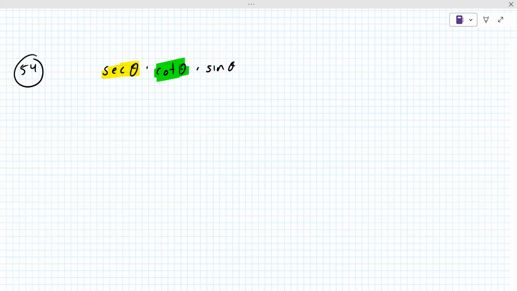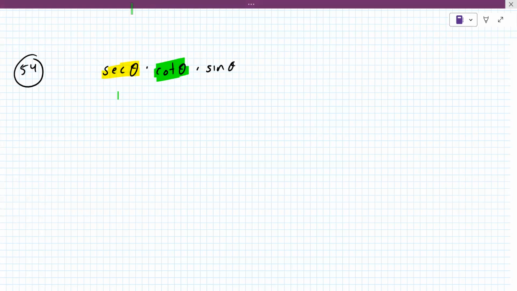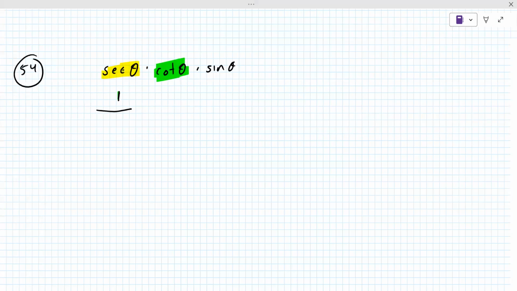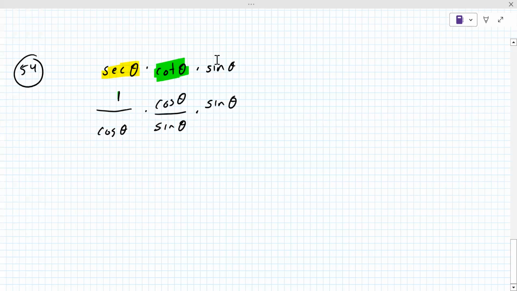All right, I am back. The secant here, you want to write that as 1 over cosine theta. Cotangent is cosine theta over sine theta. And then just keep the sine theta as is. So if it's sine, you keep it as sine. Everything else you turn into sine and cosine. Any questions on that, or do you kind of see how we're just breaking each one apart and then simplifying?